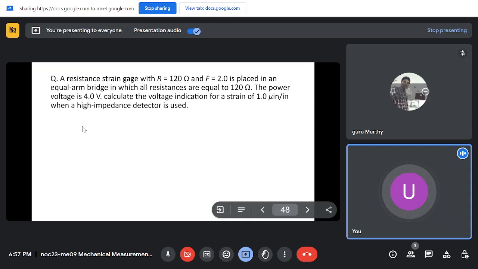So moving to the next question, we have a resistance strain gauge with R of 120 ohms and gauge factor F of 2. It is placed in an equal arm bridge in which all resistances are equal to 120 ohms. The supply voltage is 4 volts. Calculate the voltage indication for a strain of 1 micro inch per inch when a high impedance detector is used.